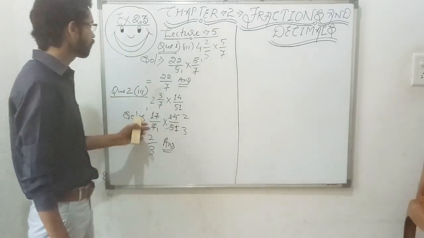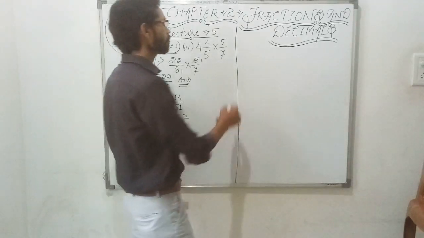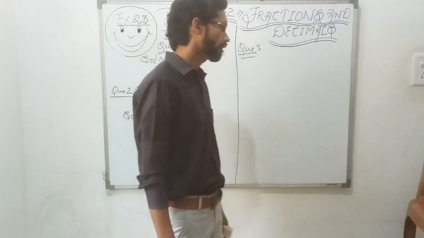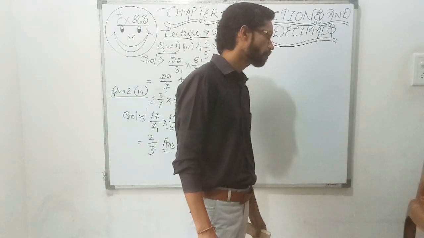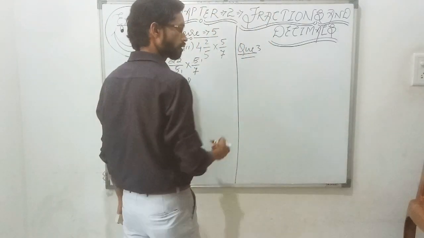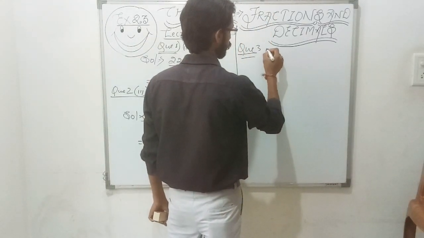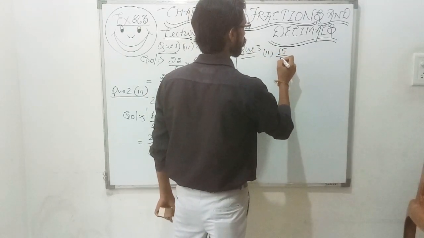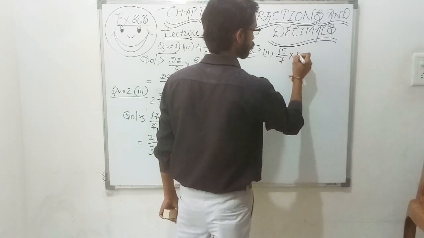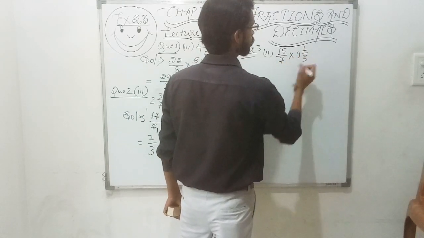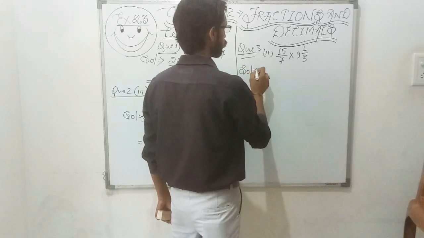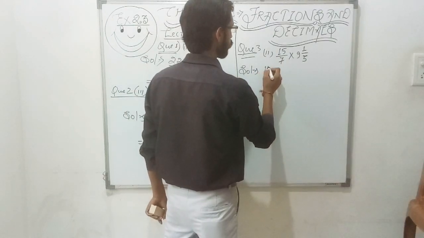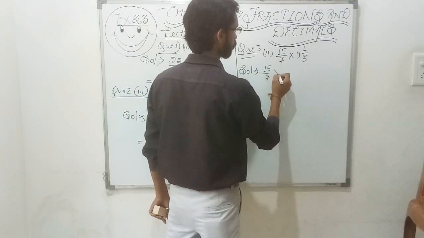Okay, so similarly we'll move on to the next question, that is question number 3. Question number 3 is again demanding multiplication. So we'll do the second one of this. The second one is 15/7 into 9 1/3. We put the heading solution. Again, this one is already an improper fraction, so 15/7 multiply.